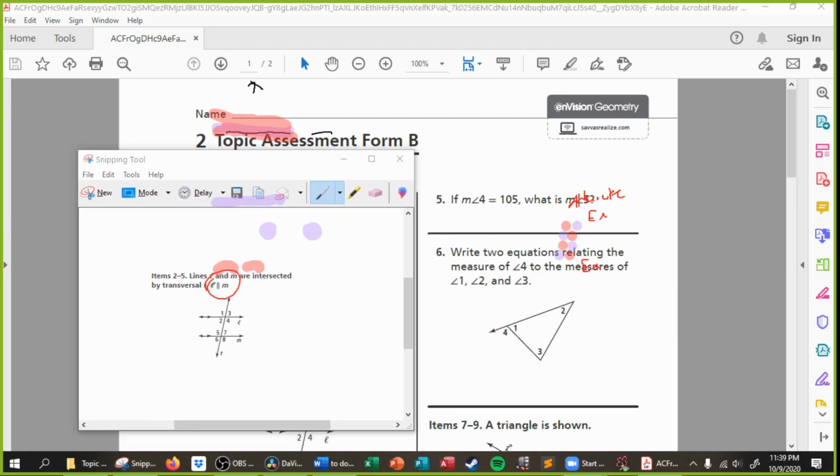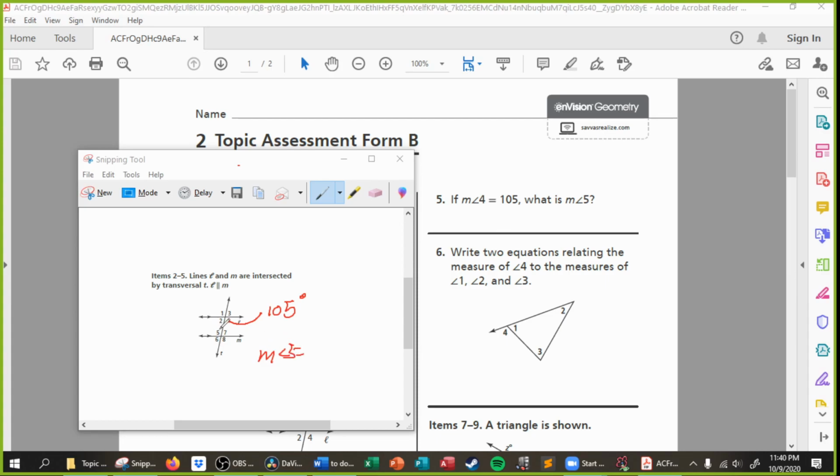Now this one says, if the measure of angle 4 is 105 degrees, what is the measure of angle 5? So we know down here, angle 4 is 105 degrees. And it wants to know what is the measure of angle 5.